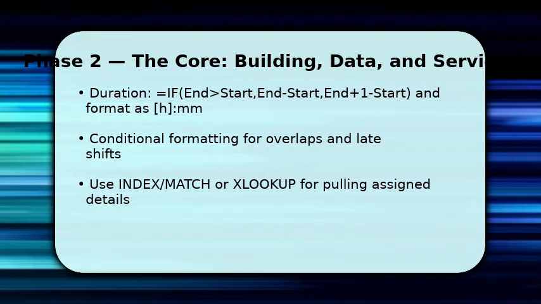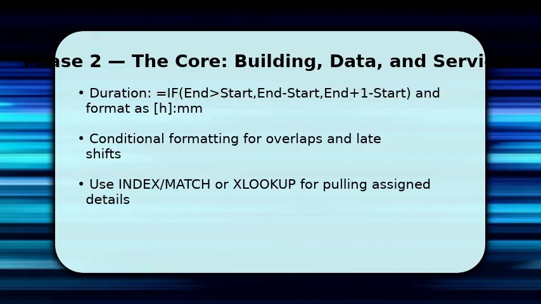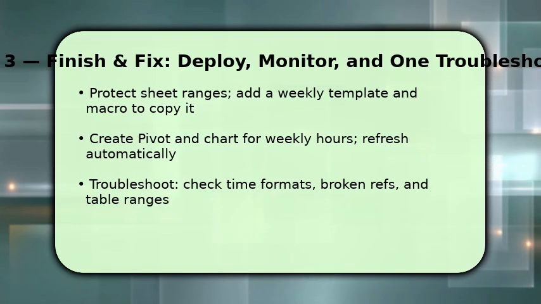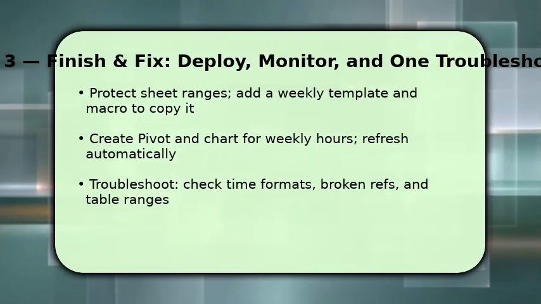Use XLOOKUP or index/match to pull employee details and availability from a separate sheet and create a simple pivot table to view weekly totals. Once these are in place, lock key cells and hide helper columns to keep the layout clean for viewers. Finalize by automating repetitive steps and adding checks so your schedule stays accurate.